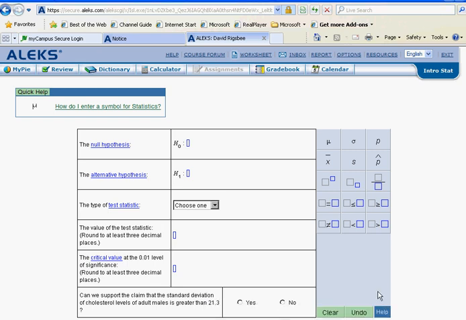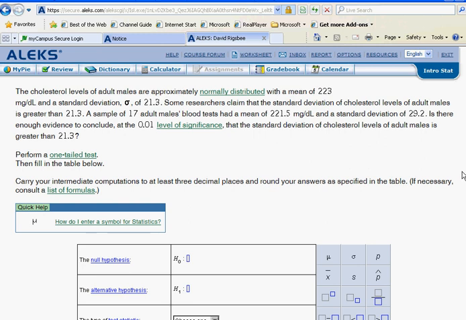Okay, in this segment of ALEKS statistics we will be looking at the hypothesis test about the standard deviation. So let's read the problem. The cholesterol levels of adult males are approximately normally distributed with a mean of 223 milligrams per deciliter and a standard deviation sigma of 21.3.